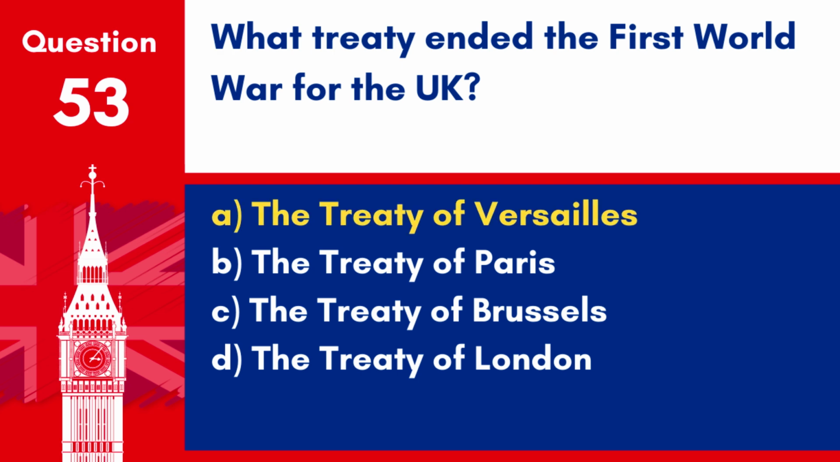Answer: A. The Treaty of Versailles. The Treaty of Versailles, signed in 1919, officially ended World War I for the UK and the Allied powers.